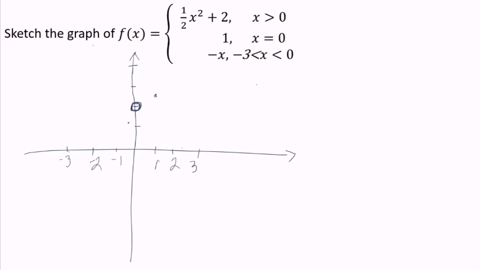Okay? So this is 1, this is 2, this is 3, this is 4. Now if x is 2, y is 2 squared, which is 4, times 1 half is 2 plus 2, which is 4. So nandito. Okay? Now, anong napansin niyo? Anong observation niyo?